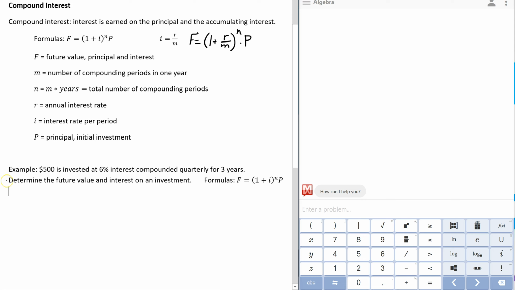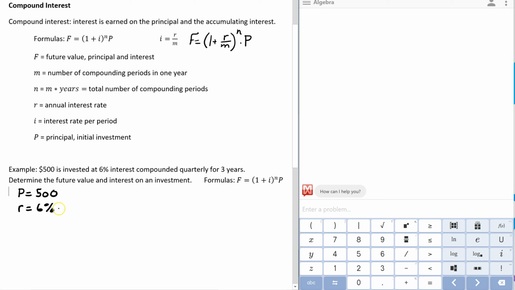The example that we have says $500 is invested at 6% interest compounded quarterly for 3 years. Determine the future value and interest on an investment. I'm first going to identify what each value in the problem represents. $500 is our principal, the initial investment. 6% is our annual interest rate. If it states that you have a rate with a percent sign behind it, you assume it's annual.